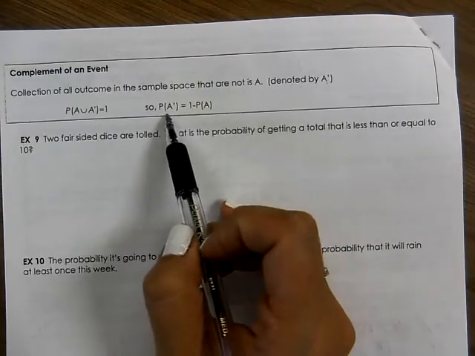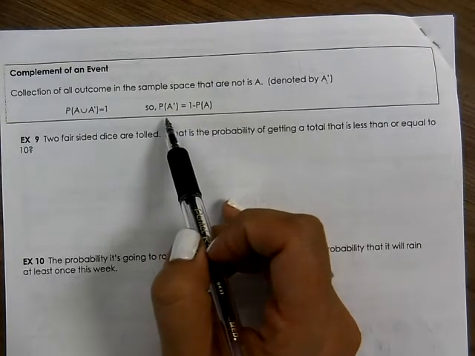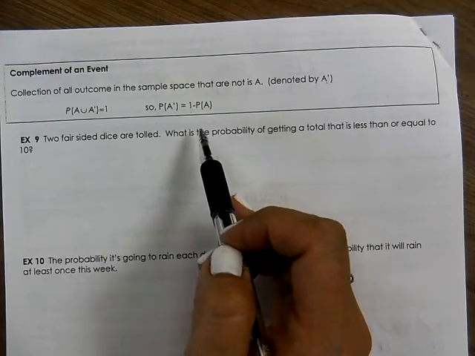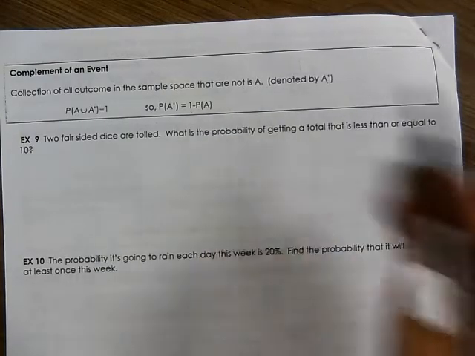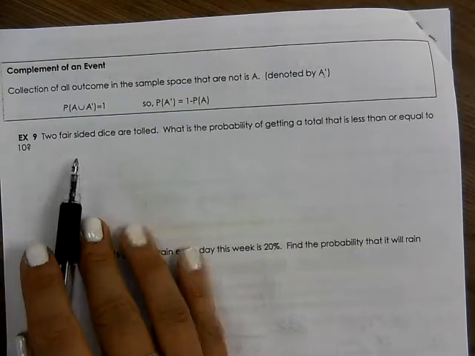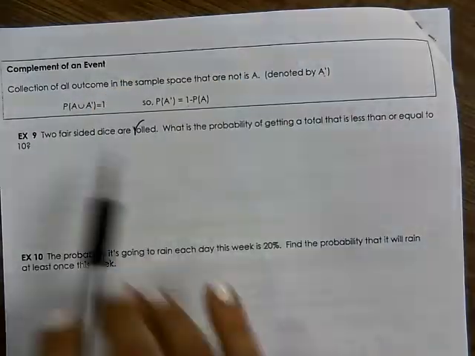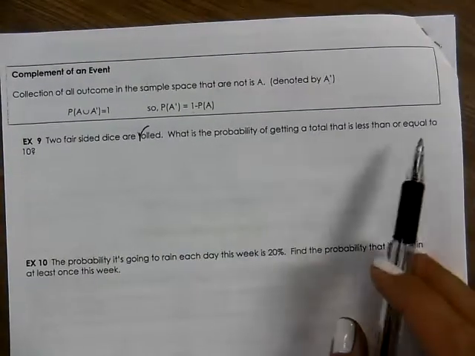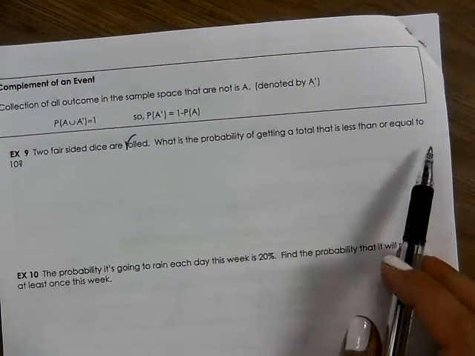So in order to figure out the not event or the complement of the event, you can do 1 minus the probability that the opposite of what you want occurs. Now, let's take a look at this. Two fair six-sided dice are rolled. What is the probability of getting a total that is less than or equal to 10?